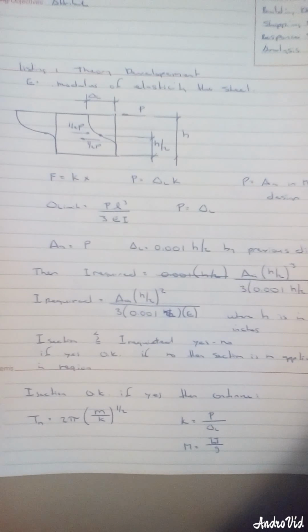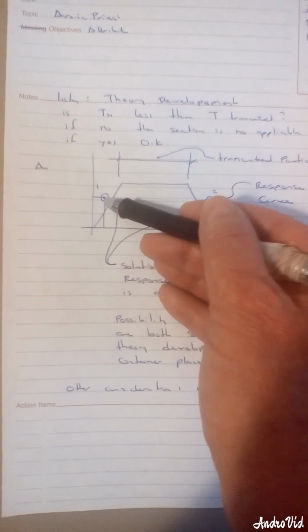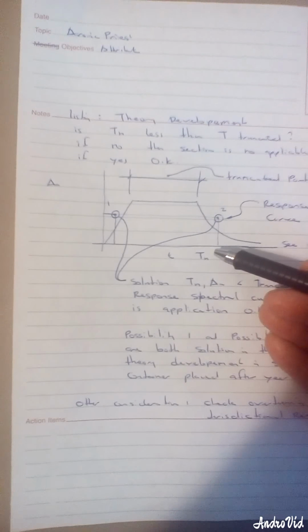Then we get to the other portion here in our theory development. Is T sub n less than T truncated? If no, then the section is not applicable for the region. If yes, okay. And so what we have is our response spectral curve. Here's the truncated section, and if T sub n is in here, then it's a non-applicable solution. There is no solution for that truncated portion. If it's outside that portion, possibility 1, it's less than the truncated T sub n. Possibility 2, it's larger than the truncated T sub n. Then that's in the response spectral curve.